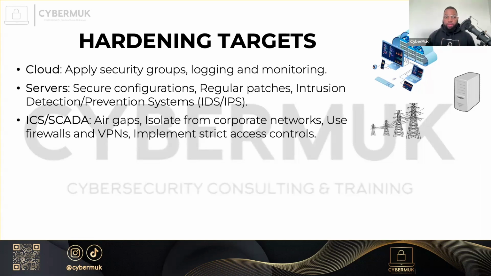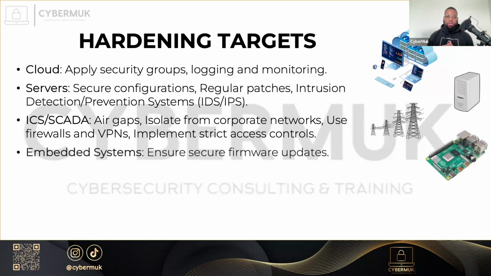Industrial control systems, what do you do? You isolate them from the corporate network. You create air gaps so that it's on a separate private network. You use firewalls and VPNs so that whoever accesses that, first is authorized and secondly is on a private connection. And you implement strict access controls. Not everyone should have access to industrial control systems, because these are systems that control power grids, traffic light systems, conveyor belts at airports and more. So you want to make sure that they're secure.